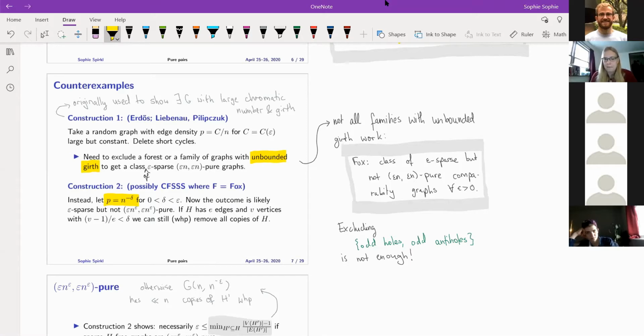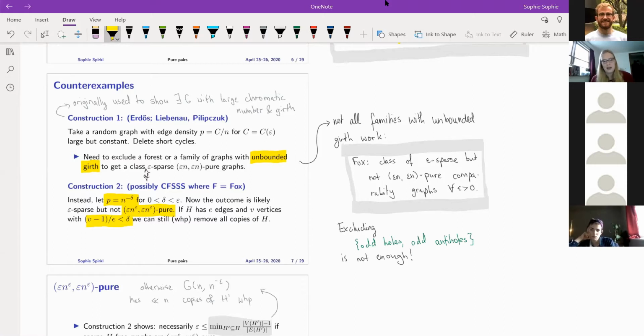But because we increase the edge density in order to make degrees not just constant, but bigger, we're very likely not going to find a pure pair, even if instead of linear size, we ask for n to the epsilon, where epsilon is less than 1. And still, if H is reasonably dense, where even a short cycle counts as reasonably dense, we expect to get at most a small linear number of copies of H, and so with high probability, we can still remove them all.